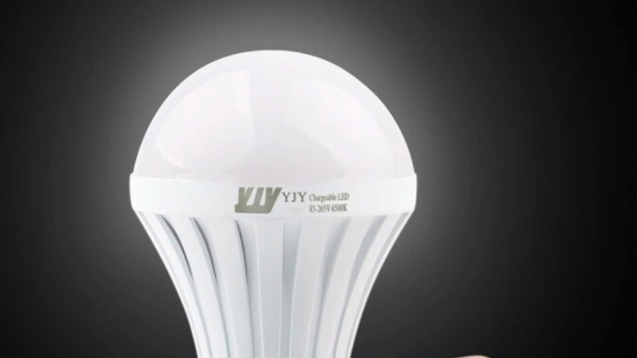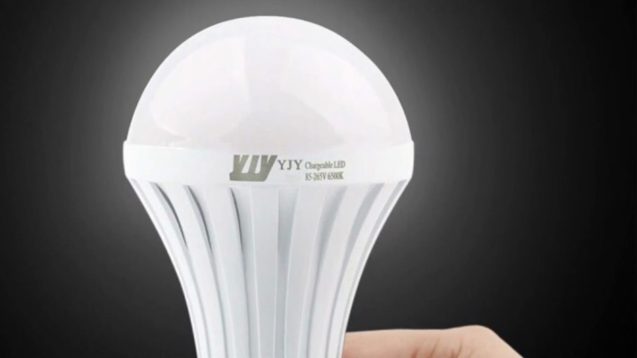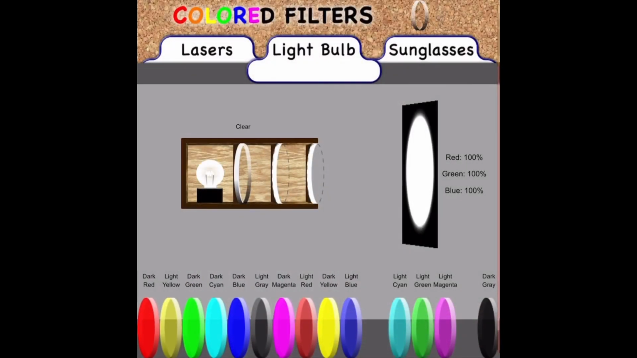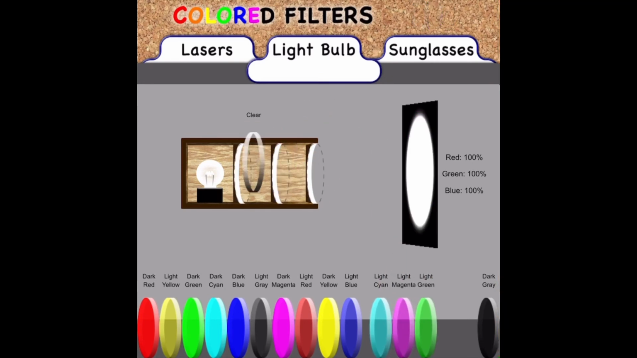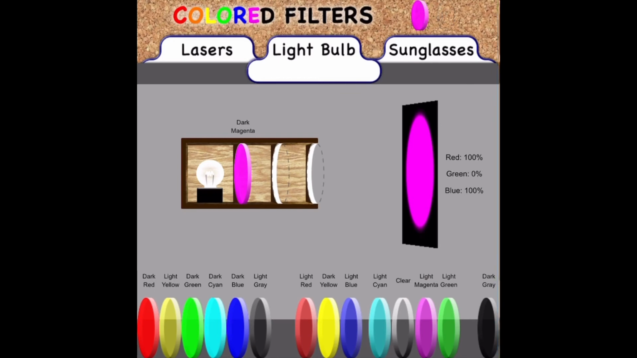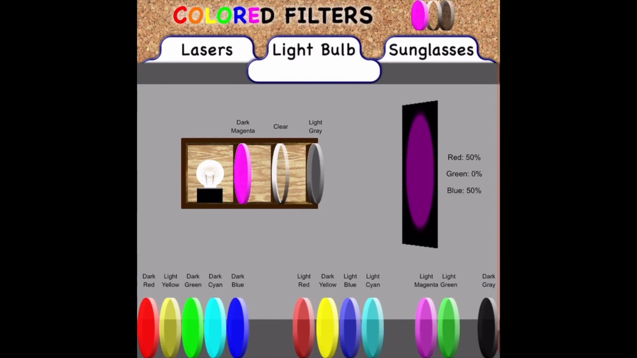Now we will use three filters to find specific colors. To get gray, we will use clear, light magenta and light green, where red, blue, green are all 50-50-50. For deep violet, we will use dark magenta, clear and light gray, in which red is 100, green is 0 and blue is 100.